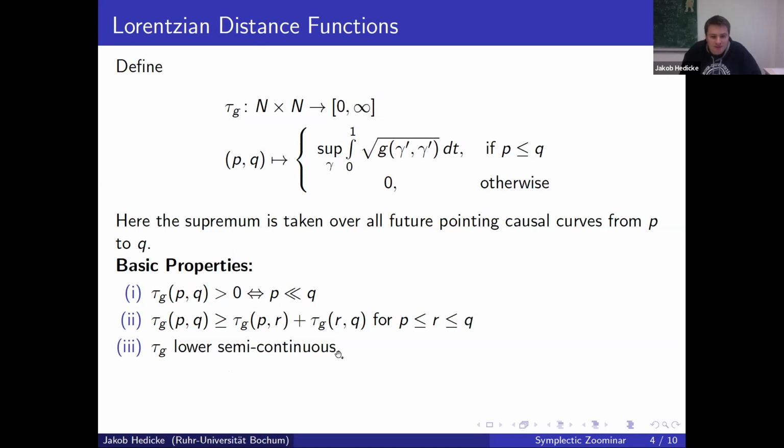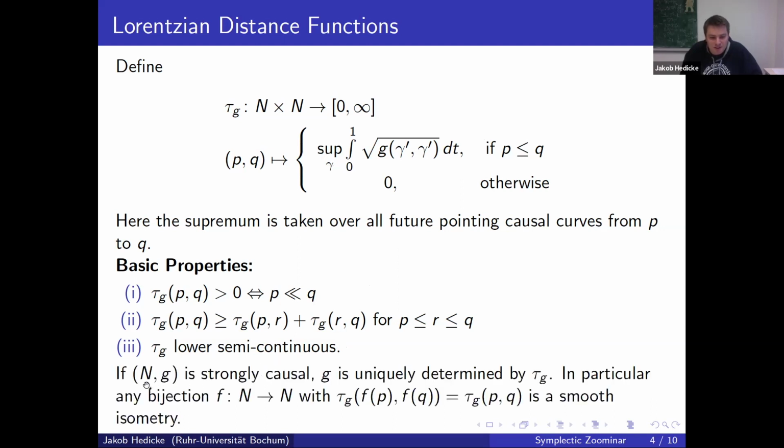A priori, it can be quite useless because in some cases it can even be just the function which is either infinity or 0, so it does not really carry any information about the Lorentzian metric. But at least in the strongly causal case, if (M, g) is strongly causal, then like for Riemannian metrics, the Lorentzian metric is uniquely determined by this distance function. And any bijection of the manifold which preserves the distance function is automatically a smooth isometry.